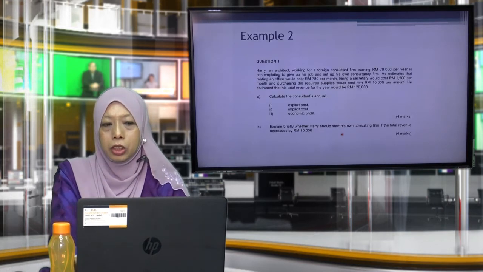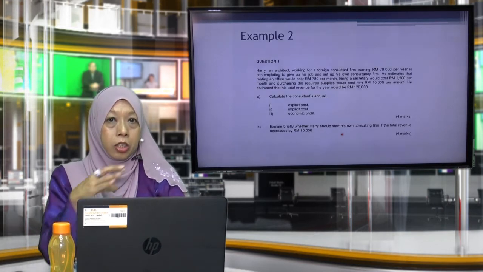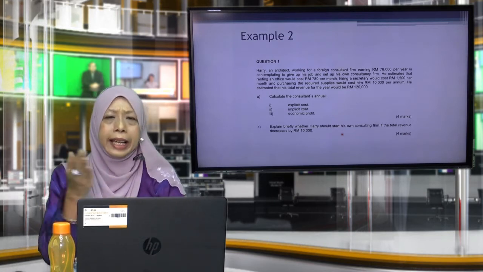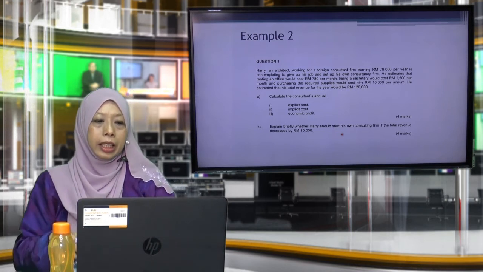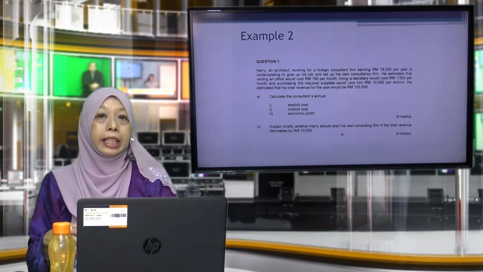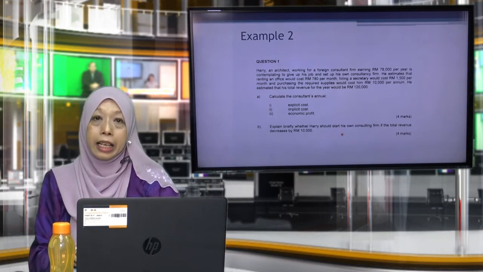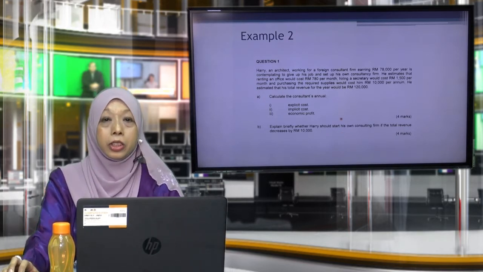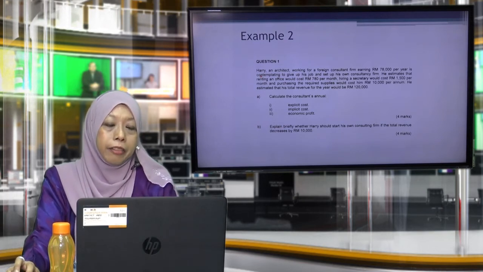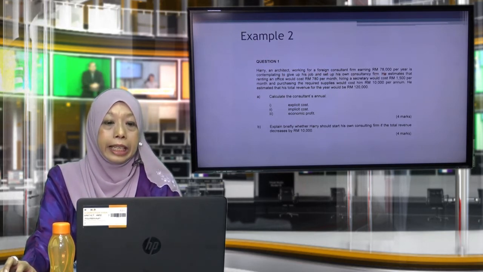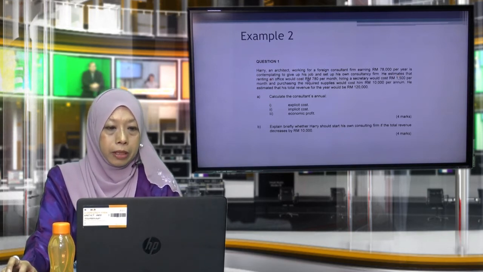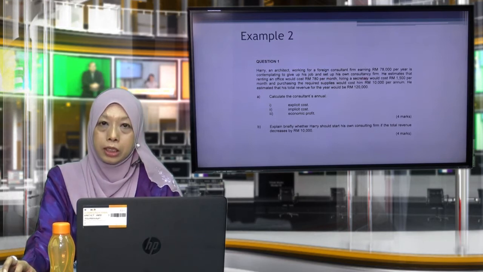Now just to make sure that you have a hang on the concept of explicit cost, implicit cost, accounting profit and economic profit, let us try another example. This time around we are looking at a case which involves an architect by the name of Harry. Let us look at the case. Now we have Harry, an architect. He's working for a foreign consultant firm, earning 78,000 per year. Now he is contemplating giving up his job and setting up his own consultancy firm.